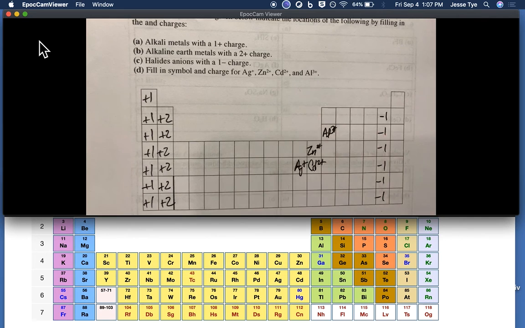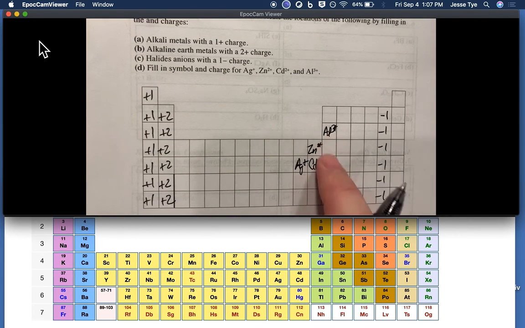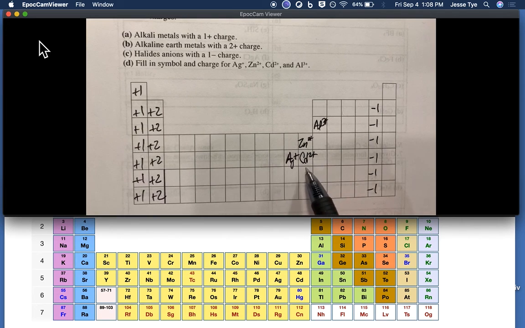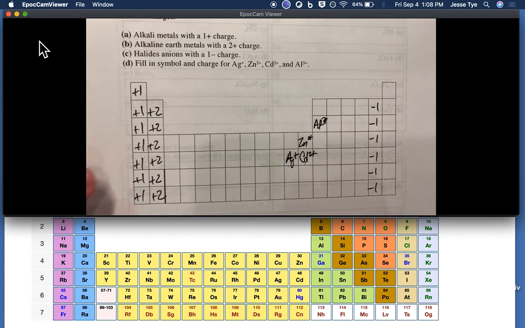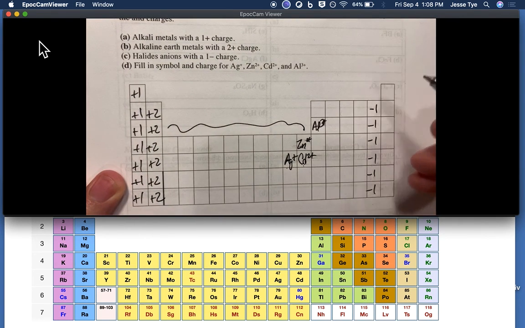So these are the first column, the second column, and the ones that I've indicated here are constant charge ions. In any ionic compound, it's always going to be zinc 2+ or cadmium 2+ or silver 1+ or aluminum 3+.